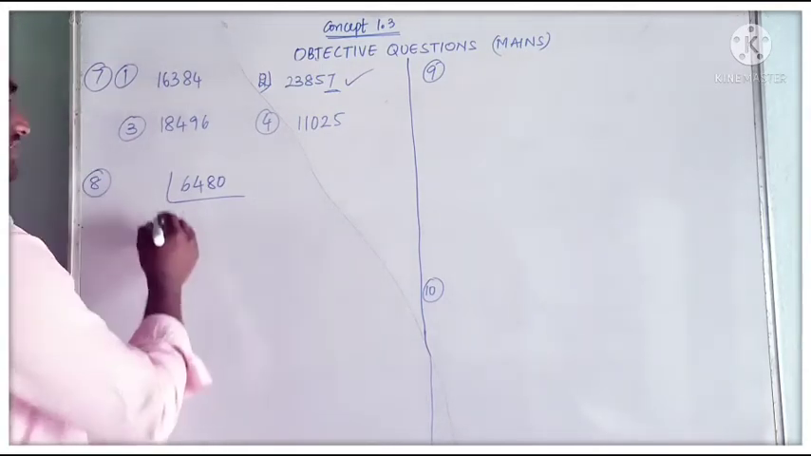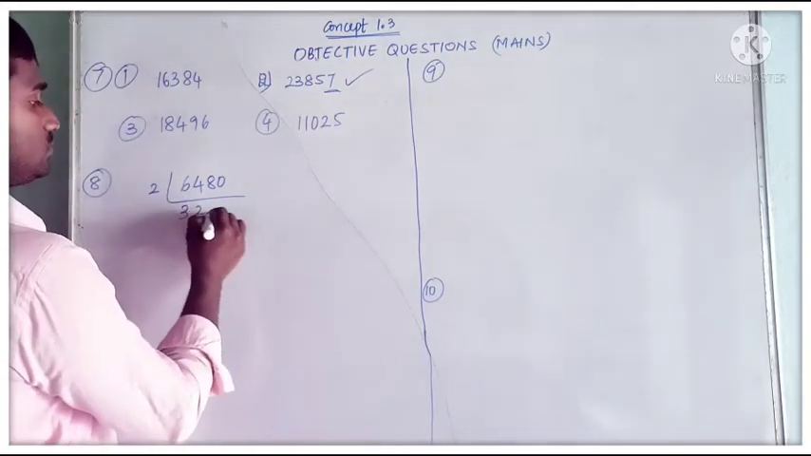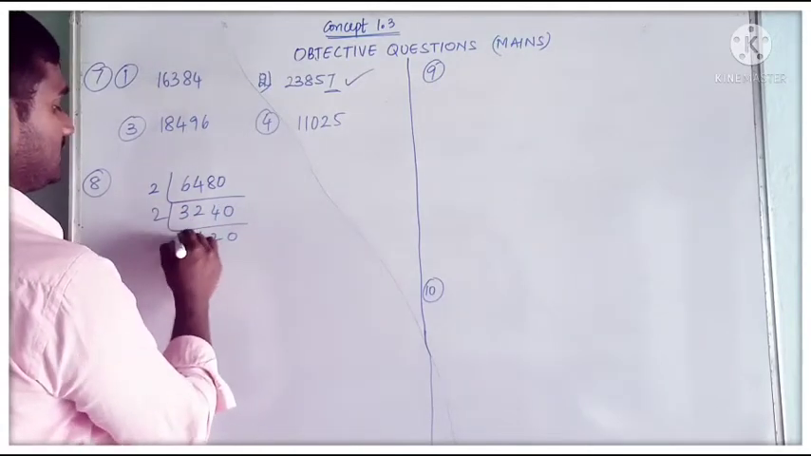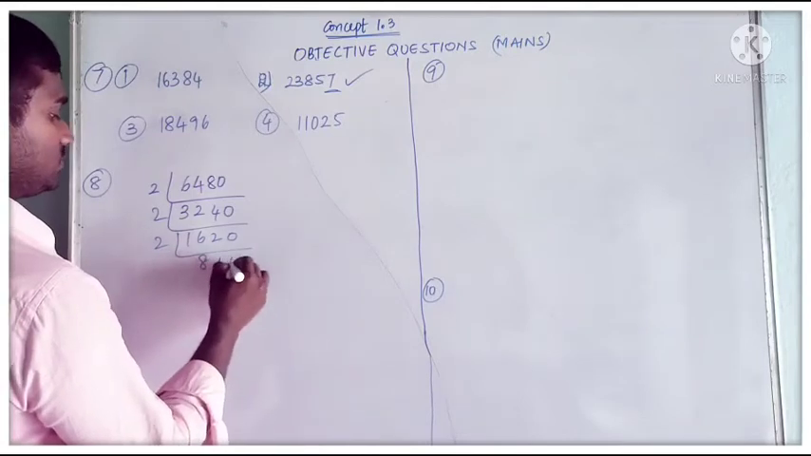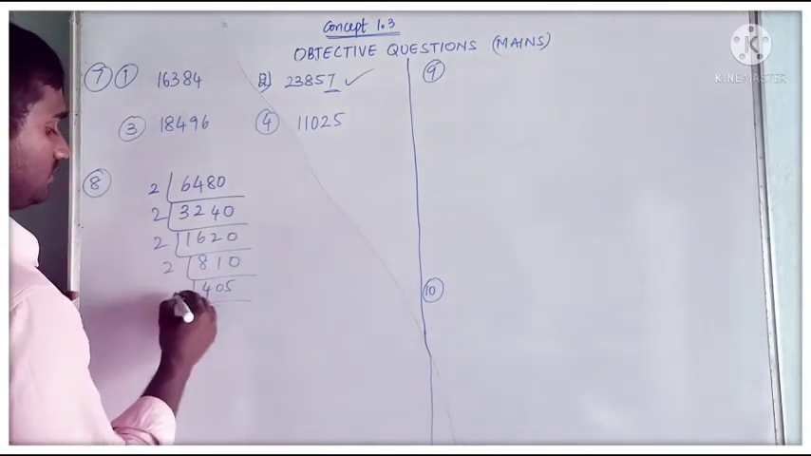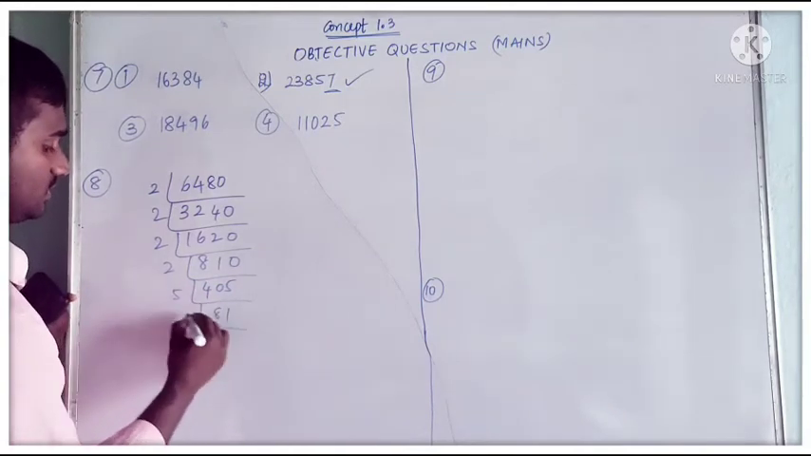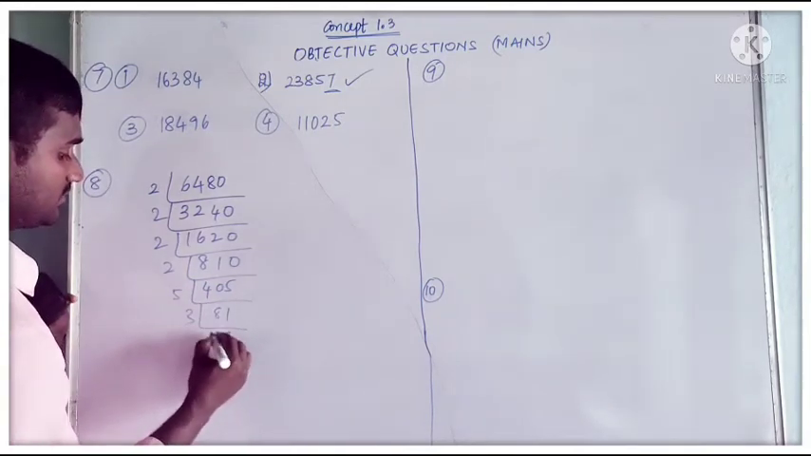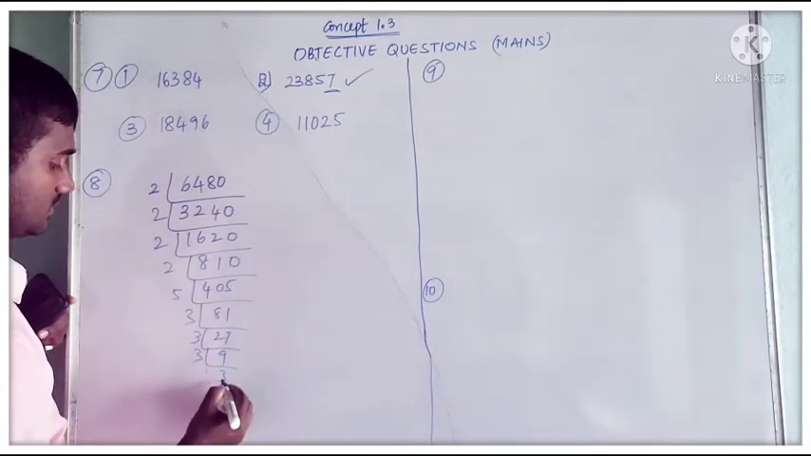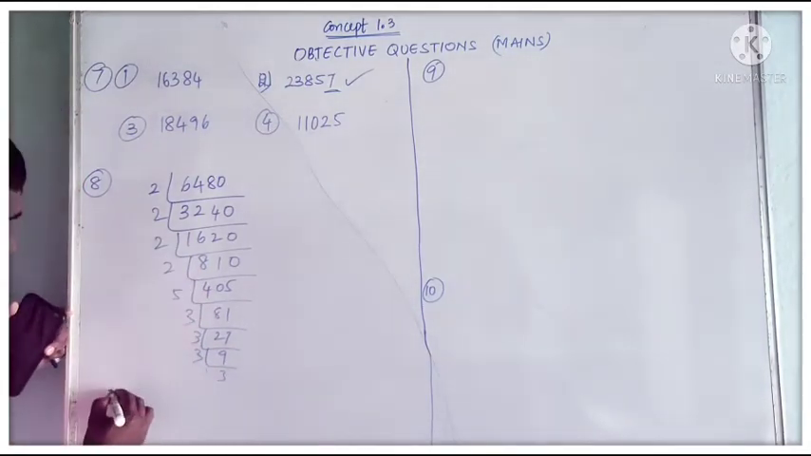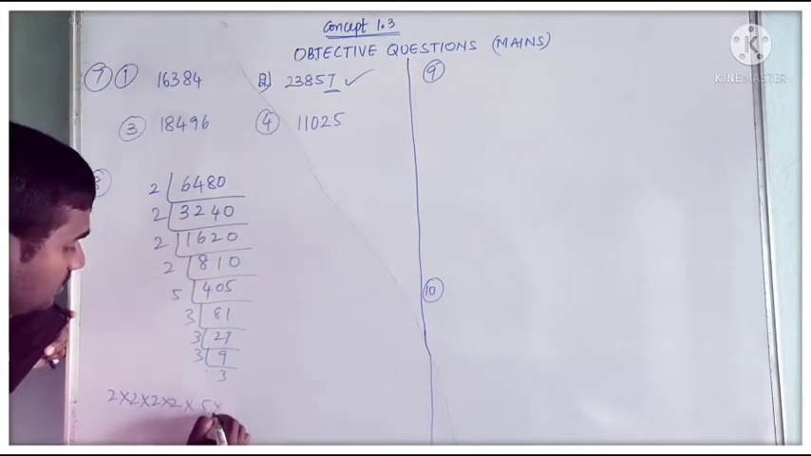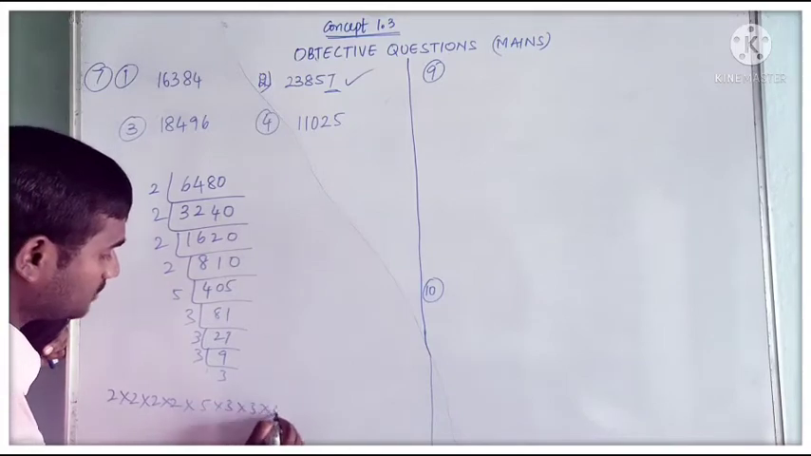Prime factorization. Yes. So 2 3s are 2 2s are 4, 0. Next 2 16s are 2 20s are. Next 2 8s are 2 10s are. Next 2 4s are 2 405s are. 5 81s, 3 27s, 3 9s, 3 3s. So now write that in product form: 2 into 2 into 2 into 2 and 5 into 3 into 3 into 3 into 3.